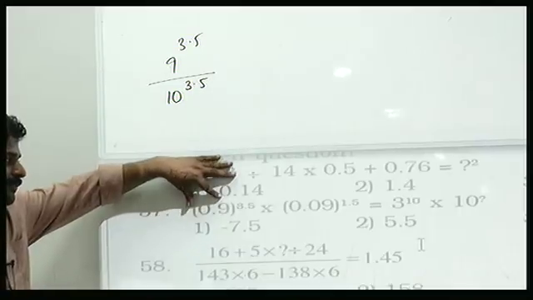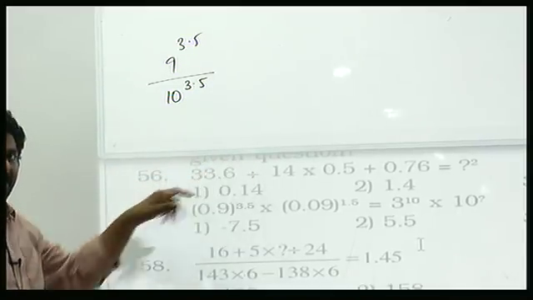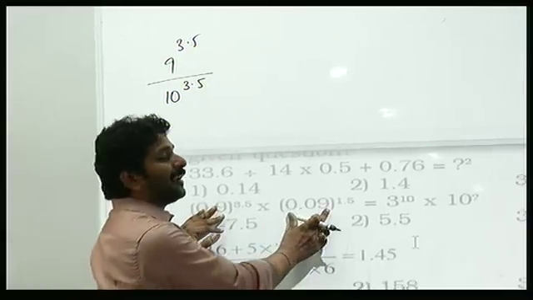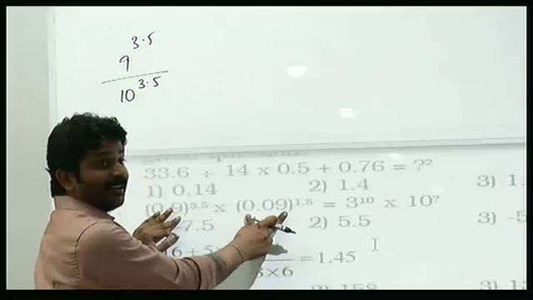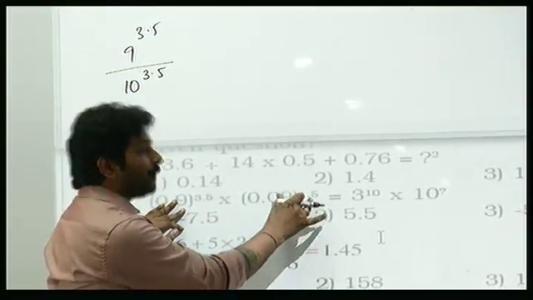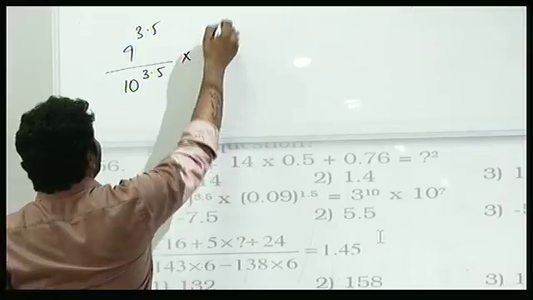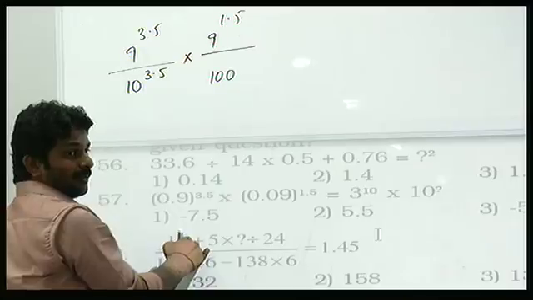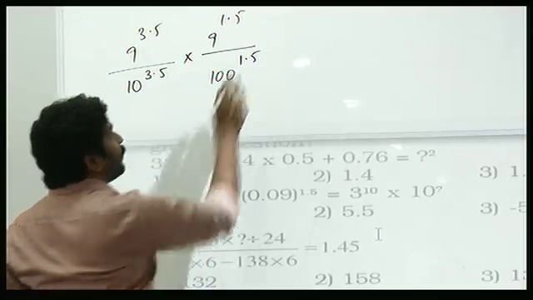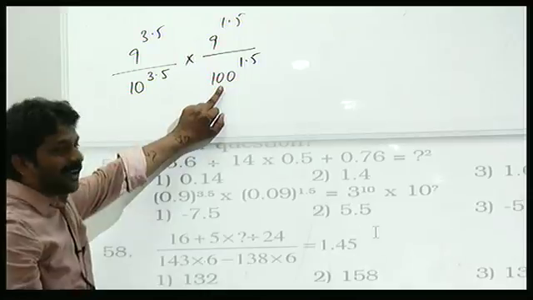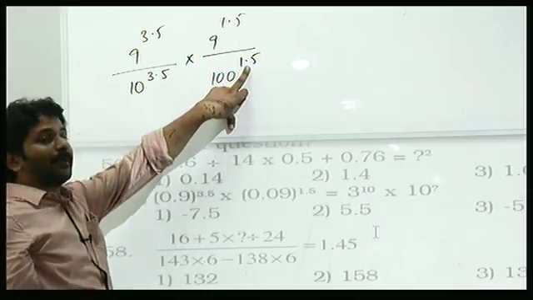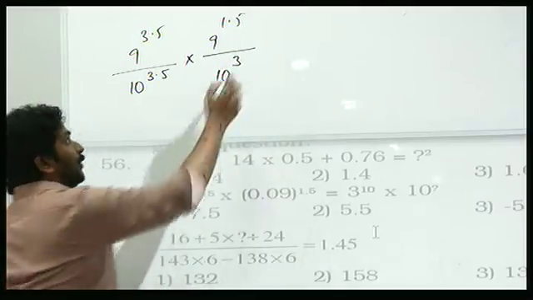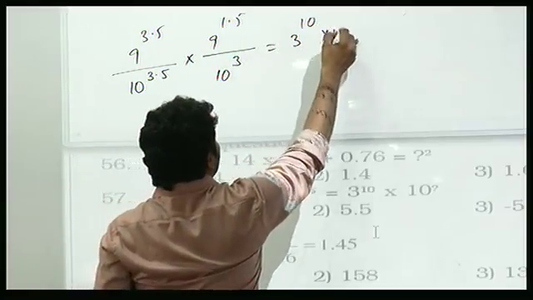Because when you multiply this number with 10 to the power of 3.5, you should divide the same with the same number, right? Right. Now, to make it 9, with what number you have to multiply this? 100. 100 to the power of 1.5. So in that case it becomes 9 to the power of 1.5 divided by 100 to the power of 1.5. Now you can write 100 as 10 square. 10 square to the power of 1 and a half. 10 cube. 10 to the power of 3. Which is equal to 3 to the power of 10 into 10 to the power of how much?